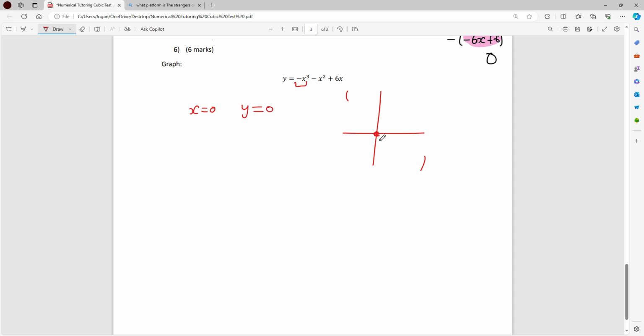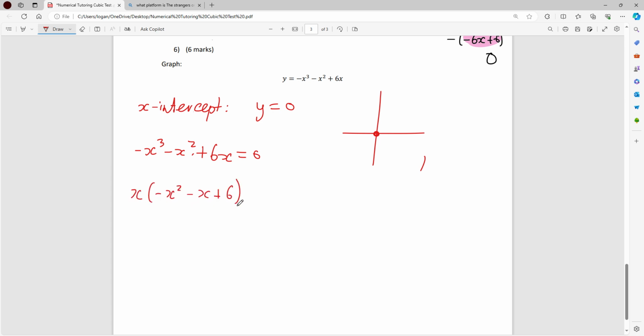But it also goes through the origin. So if it goes through the origin, we know one of the solutions, your x-intercepts. So x equals 0 should work when y equals 0. So we write negative x cubed minus x squared plus 6x equals 0. We can see we can actually factorize an x out of everything. So we get x times negative x squared, negative x, positive 6 equals 0. So your first one is x equals 0.